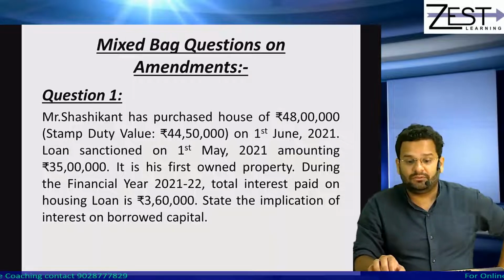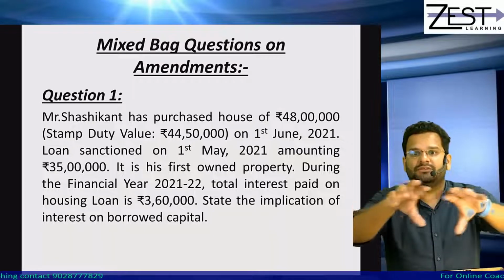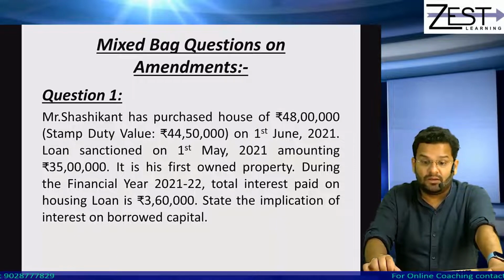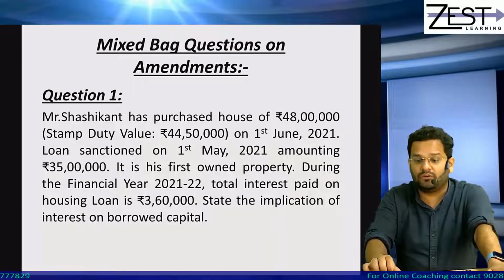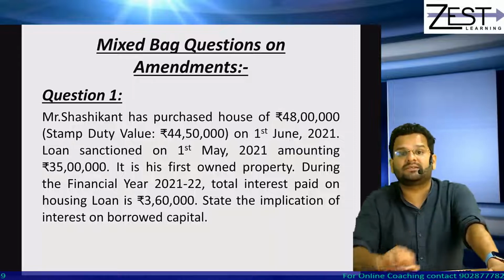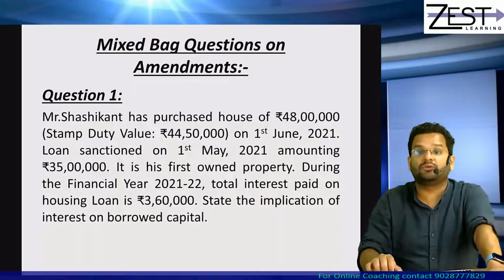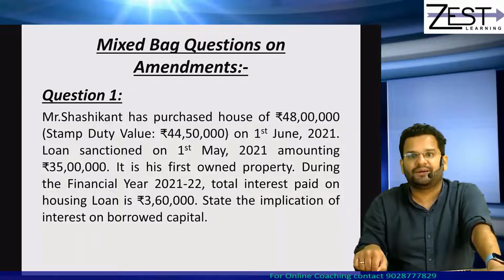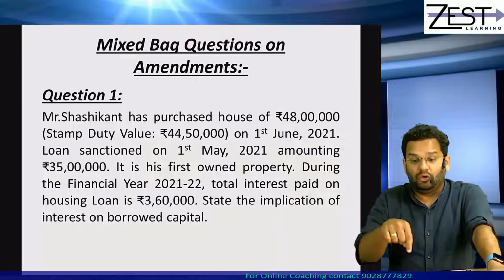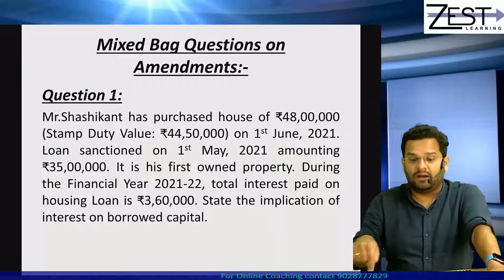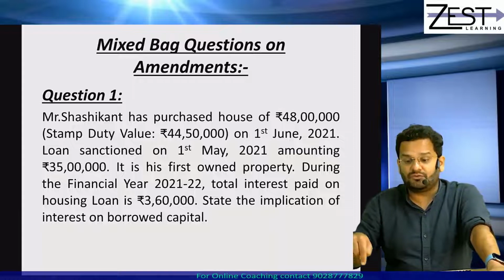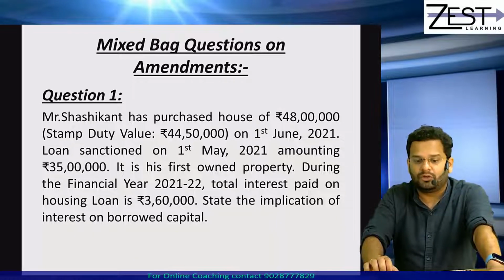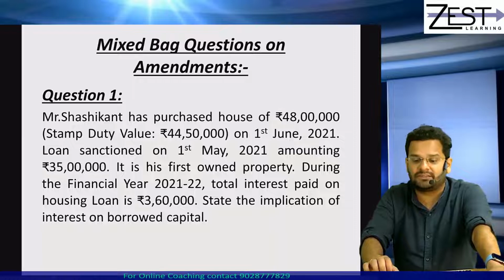See this question, allied provisions will also be revised. You will understand how. See this first question. Mr. Sashikant has purchased a house of 48 lakhs. Its stamp duty value is 44,50,000, and this is purchased on 1st June 21. Did you get the point? Loan was sanctioned on 1st May 21 amounting to 35 lakhs. It is his first owned property. During the FY 21-22, total interest paid on housing loan is 3,60,000.